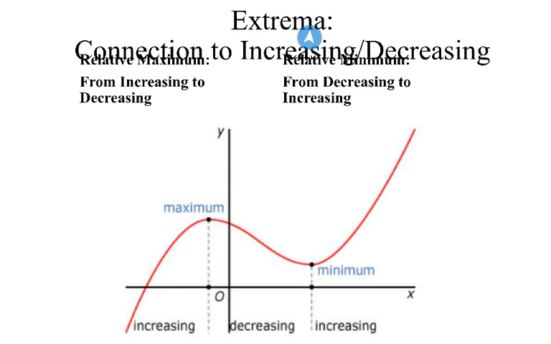Okay, so the extrema, I want to connect this back to increasing and decreasing. A relative maximum is going to go from increasing to decreasing. That's part of the definition of a maximum. So if it's going from increasing to decreasing, that makes it a relative maximum. A relative minimum is actually going to go from decreasing to increasing. I want you to have that in your mind, that connection between maximums, minimums, increasings, and decreasings, because that connection is really, really going to help you in calculus.